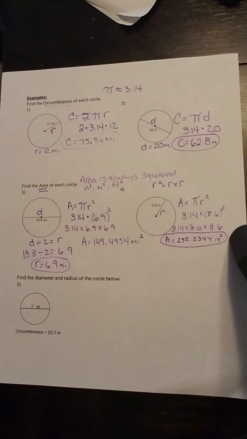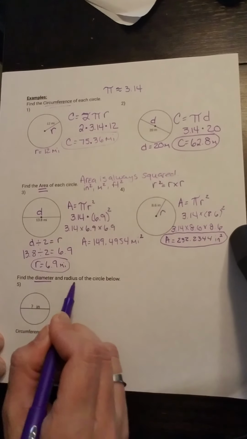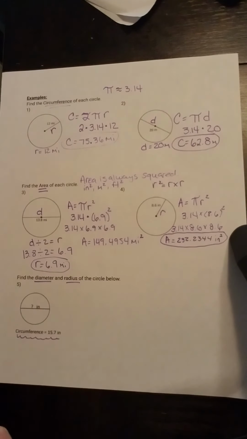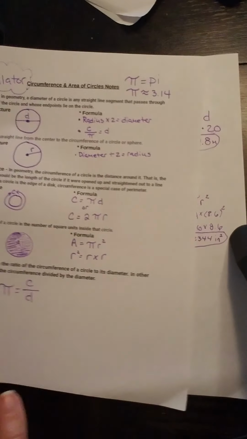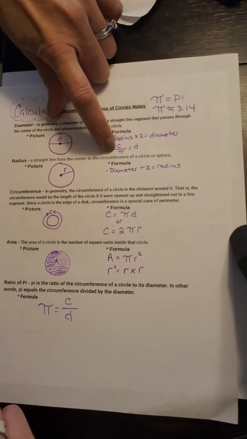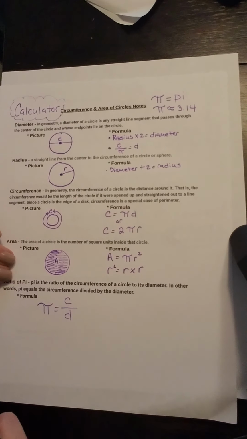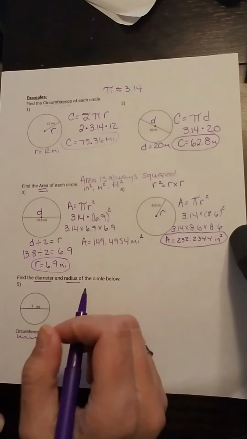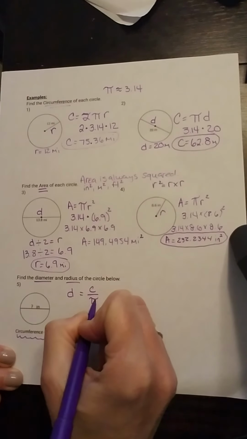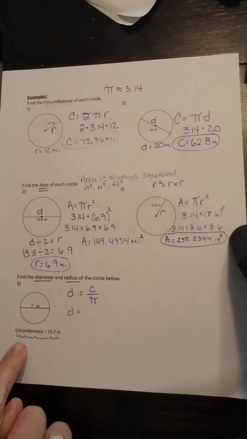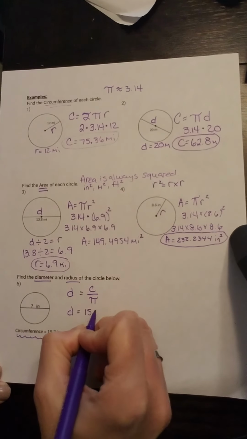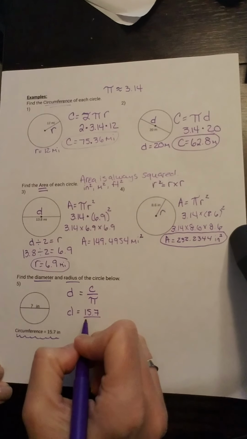For our last problem, this time we're looking to find the diameter and the radius when we're given the circumference. So if we go back to our notes from the first page, right here for diameter, we can see that diameter equals the circumference of the circle divided by pi. So that's the formula we're going to use. So diameter equals circumference divided by pi. So diameter equals, and our circumference is right here, 15.7 inches. So I'm going to take 15.7 inches and I'm going to divide it by 3.14.